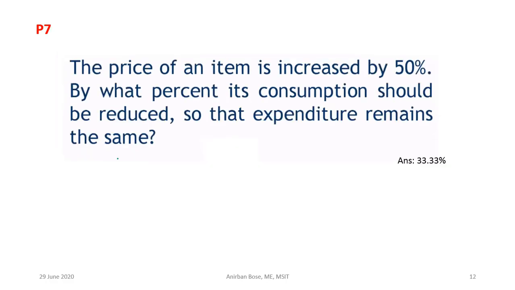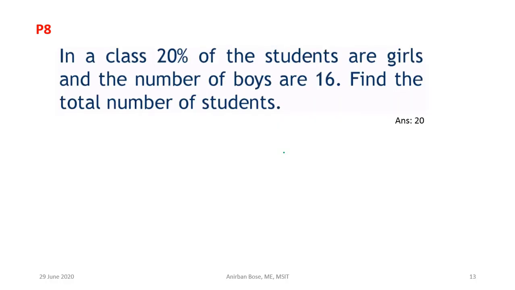Now coming to this problem. The price of an item is increased by 50%. By what percent should its consumption be reduced? The same problem. So the answer will be 50 by (100 plus 50), that is 150, into 100. 50 by 150 is 1/3. Into 100, it will be 33.33%. So these are all one-line problems.